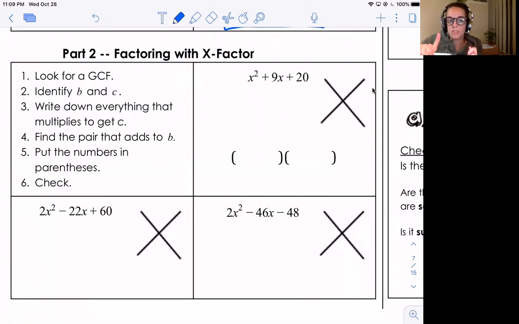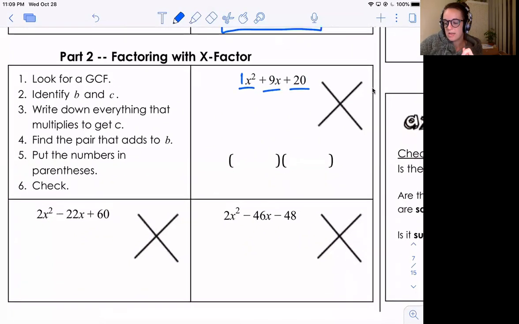First things first, we're going to look for a GCF if there is one, so anything we can divide out of each of these. I can't take out an x because there's not an x here. And there's no number, this is like 1, 9, and 20, so the only thing I can divide is 1. So nothing I can do for GCF. That's my first step. My second step is to identify B and C.